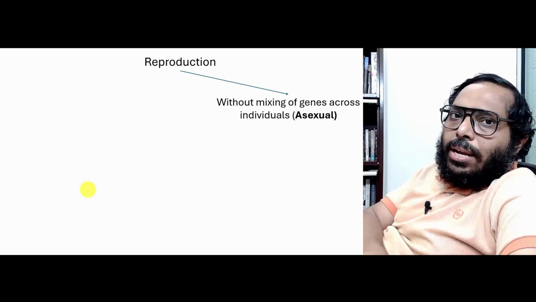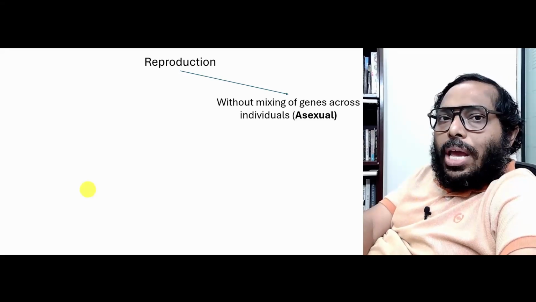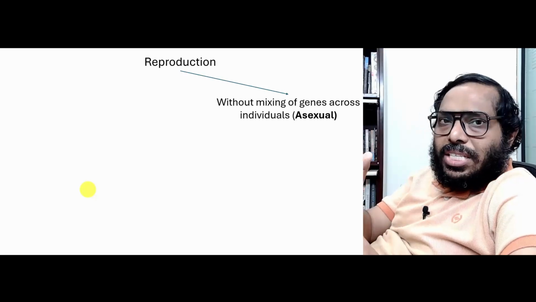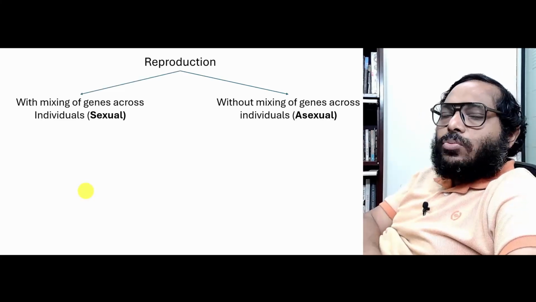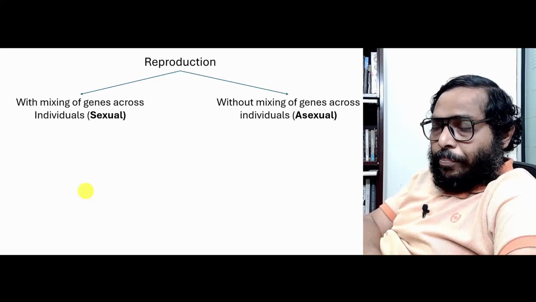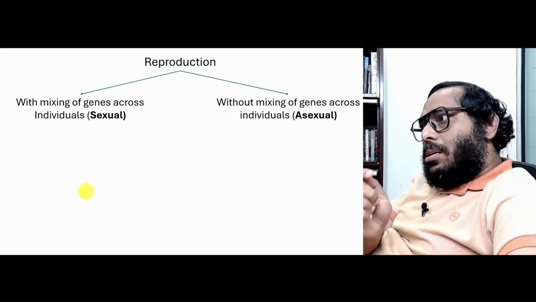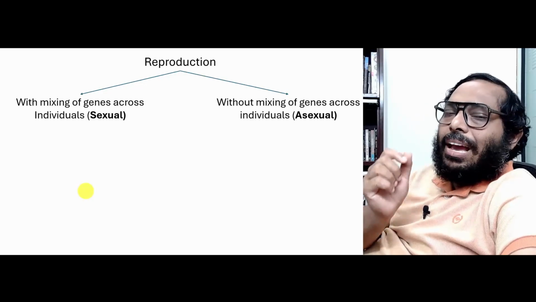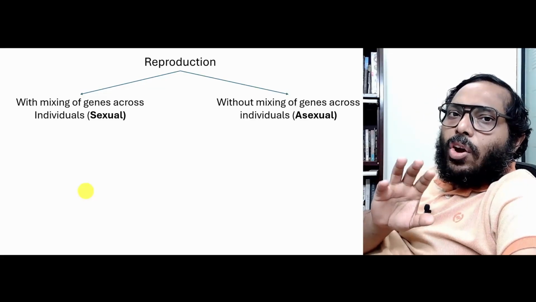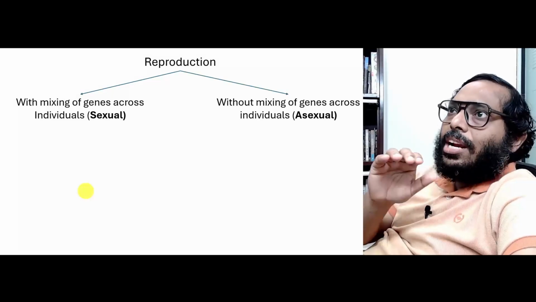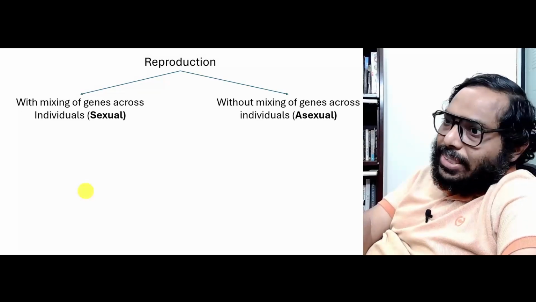As opposed to that, you have another scenario where individuals need to explicitly mix their genes in order to produce the next generation, and this is what is known as sexual reproduction. Now, this mixing of genes happens in terms of what are known as gametes. These gametes can be found in two situations in terms of their sizes.